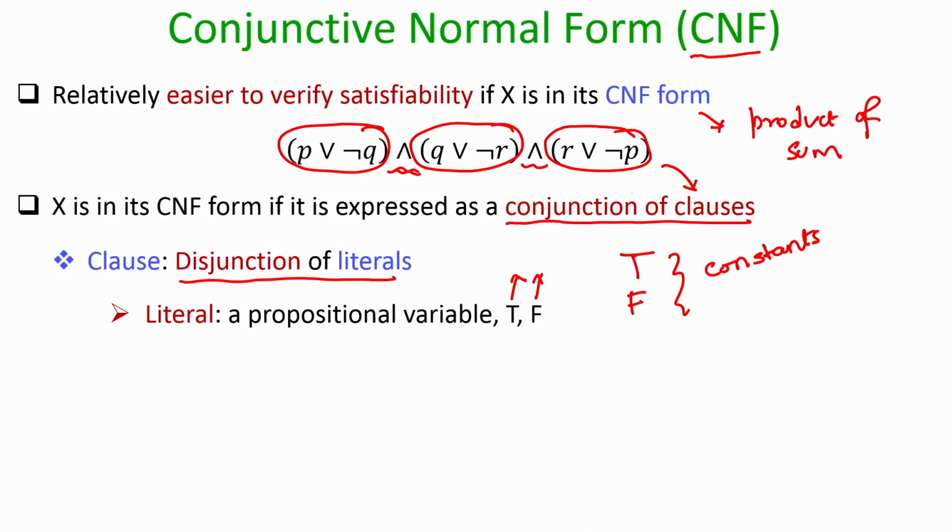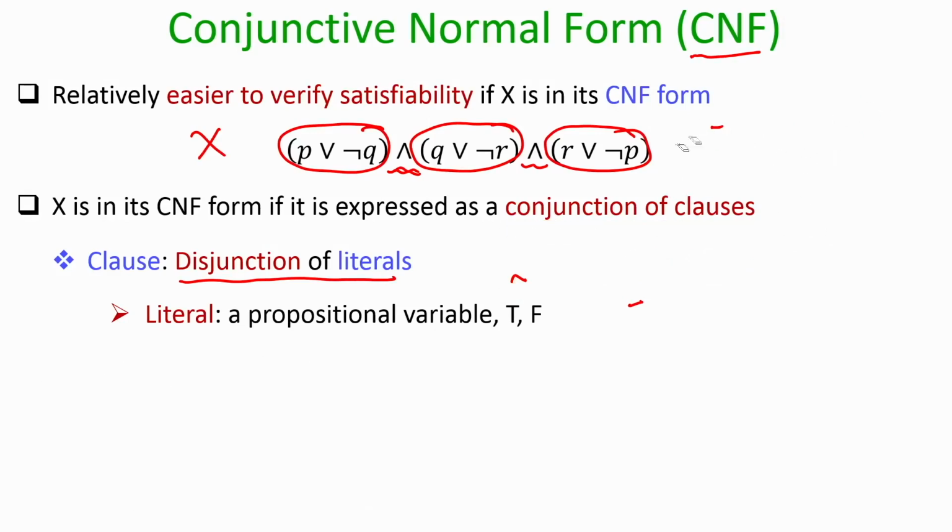So, let us verify whether this expression x which we have written here is indeed in its conjunctive normal form as per the definition that we have given here. That is what we want to check quickly. This is my x here. The definition says that x should be a conjunction of clauses. So, we have conjunctions appearing here. We have to verify whether each of the expressions within the parentheses is a clause or not.